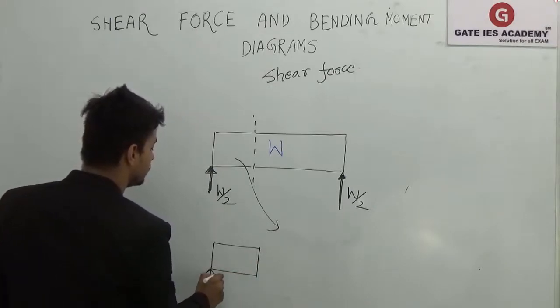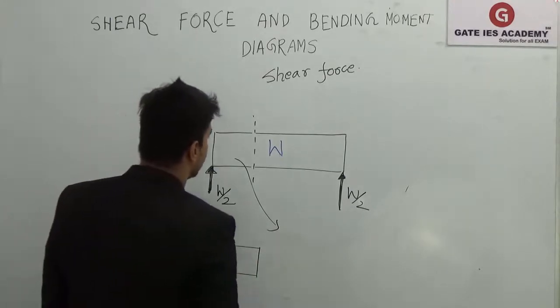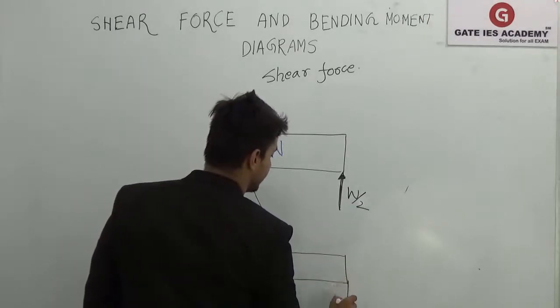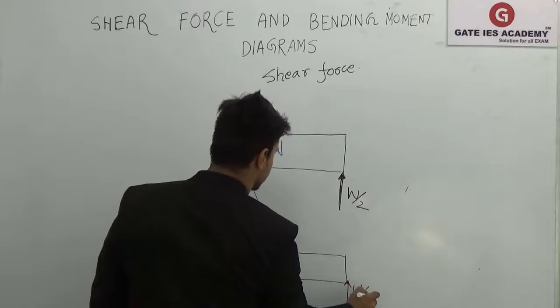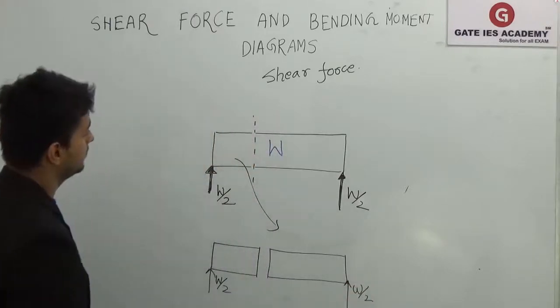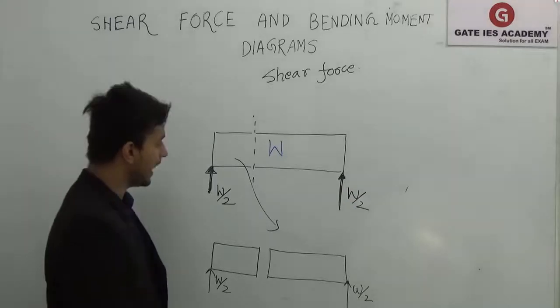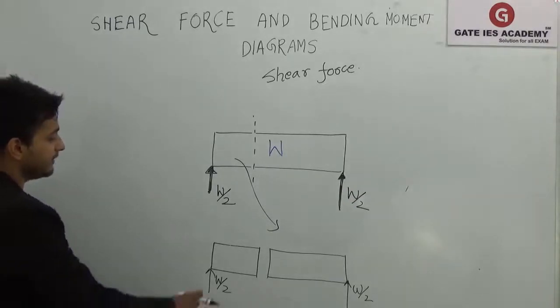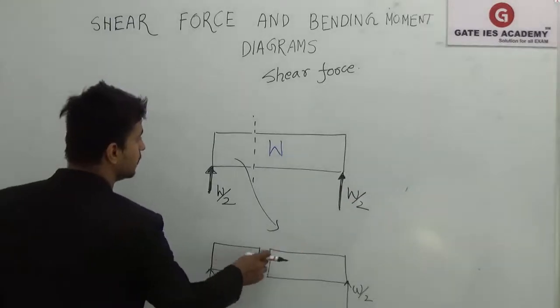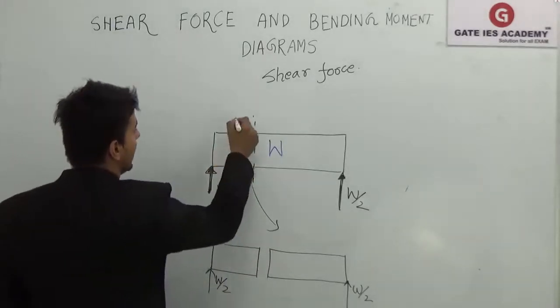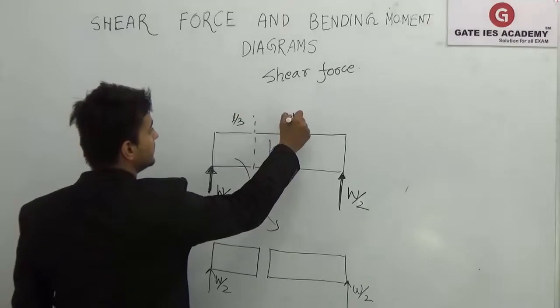And there is a W by 2 force over there. And then I've cut here, so this will be somewhat like that. And there is again W by 2 over here. So what is actually happening over here is, this beam will also be applying some amount of load. For example, I have cut it here. Let's suppose this is L by 3 and this is 2L by 3 where I have cut.